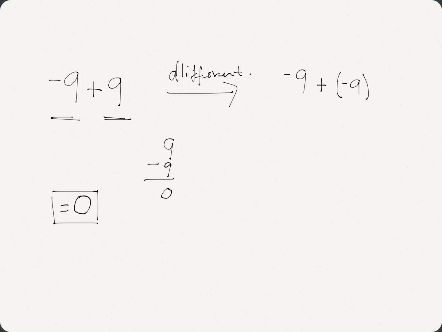Okay? Different. Negative 9 plus negative 9, that looks like the negative team is scoring all the points. That's negative 18. If the negative team got 9 points and the negative team got 9 points, that's negative 18.